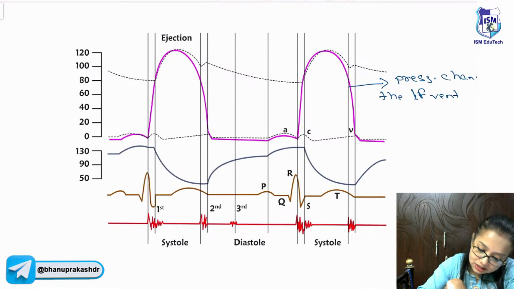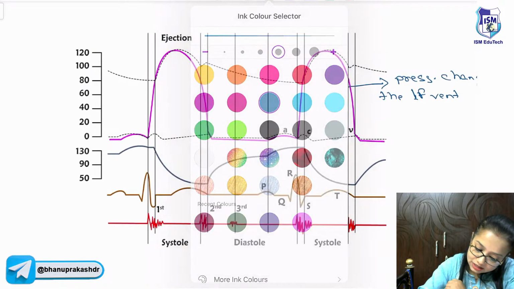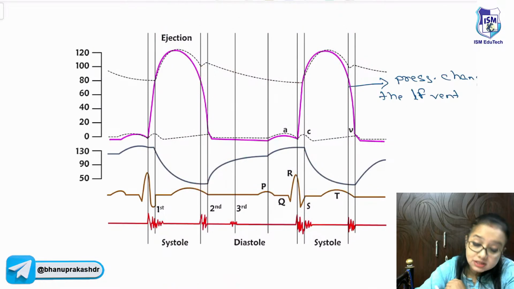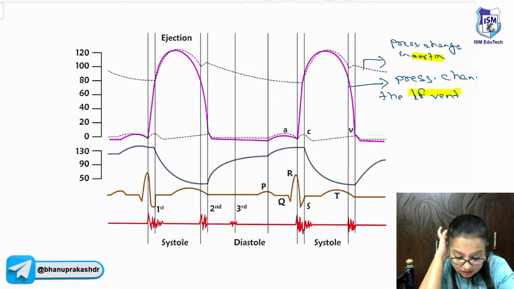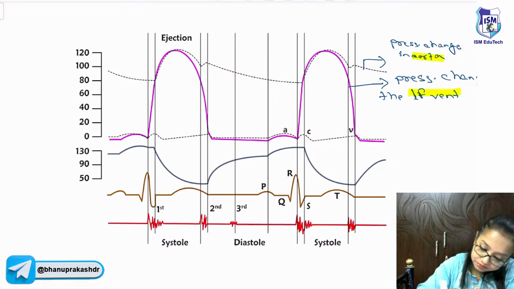Here, the dotted lines on the top, where ejection is written, these dotted lines are the pressure change in the aorta. Okay, highlight it, it will be easy for you. Pressure change in the aorta and pressure change in the left ventricle. Okay, these are the pressure changes there.